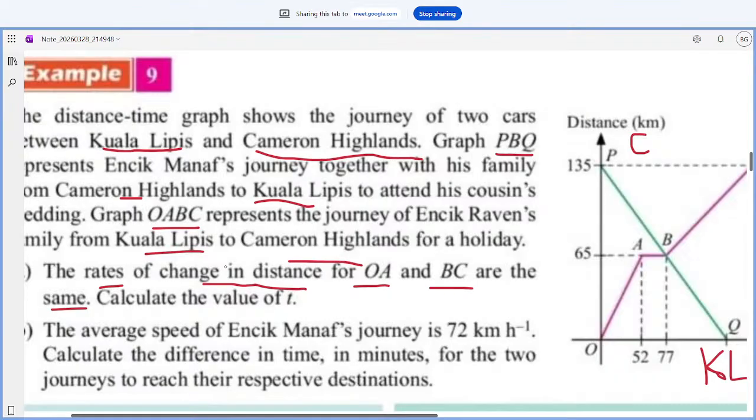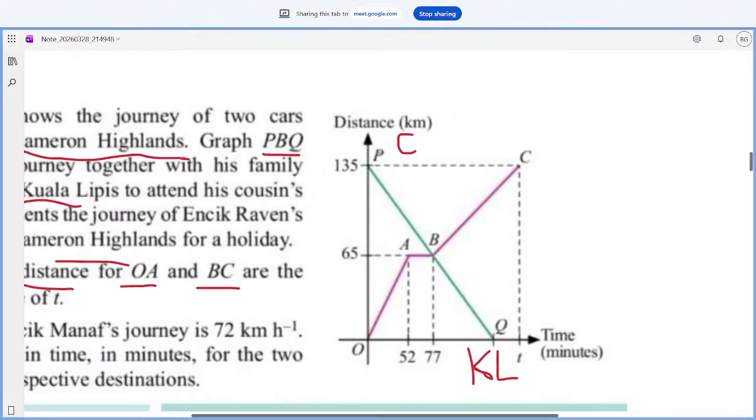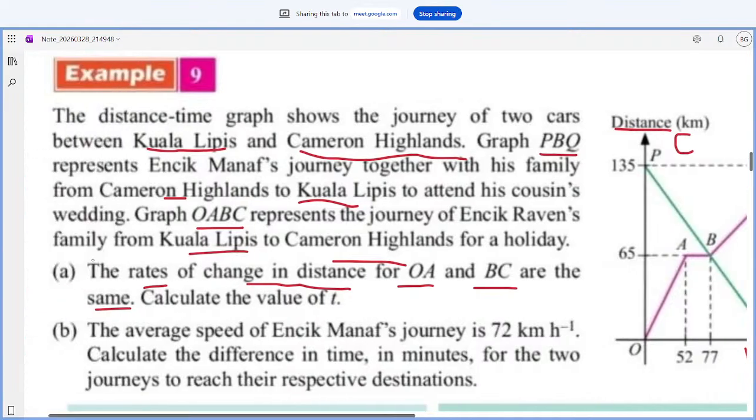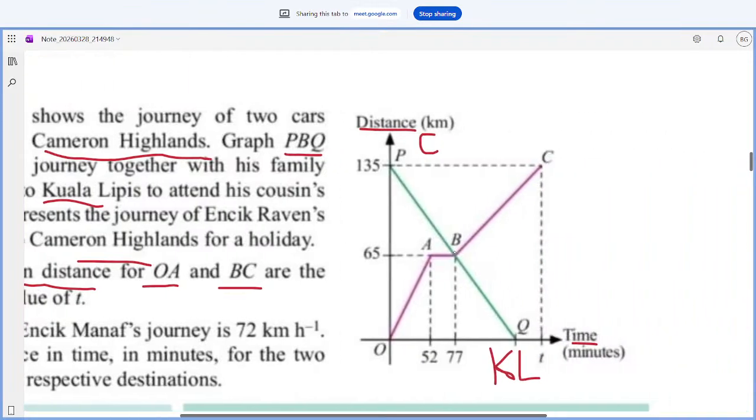Anyone? Yes, very good. Rate of change of distance means that you need to count the speed. And speed comes from where, guys? Based on distance over time. Now we're doing a distance-time graph. Yes, distance over time, so basically it is your gradient. You need to find the gradient, and they say the gradient of OA and BC is the same. So you can equate them, BC and also OA.